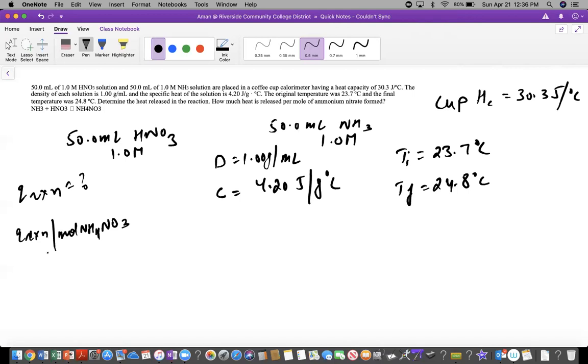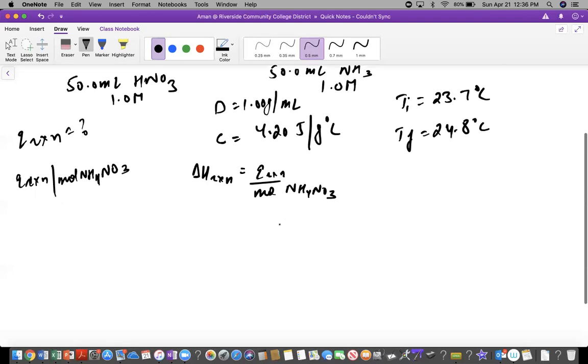Does that make sense, guys? Yeah. All right. So we want to find delta H reaction, which is equal to Q reaction over moles of NH4NO3 in this case. How do you find Q reaction? This is the first equation. But in order to do that, what do we need, guys? We need Q reaction. What is Q reaction equal to? Is it Q reaction or heat? What is capacity times change in temperature.